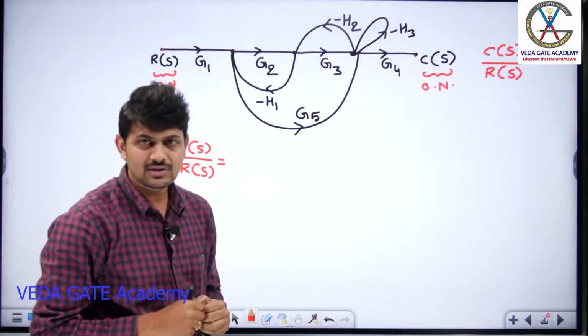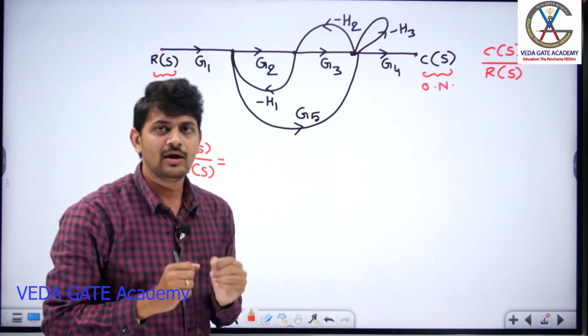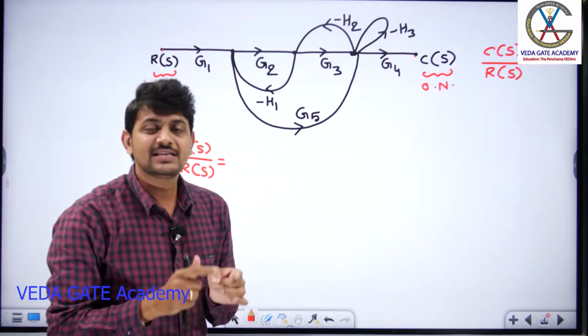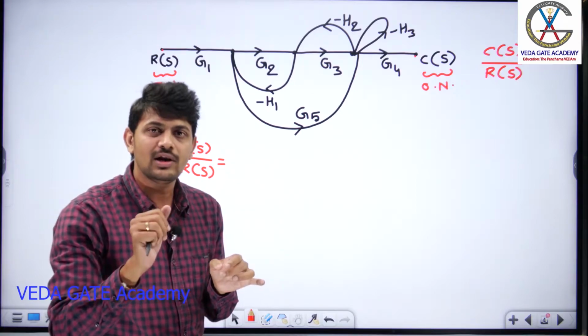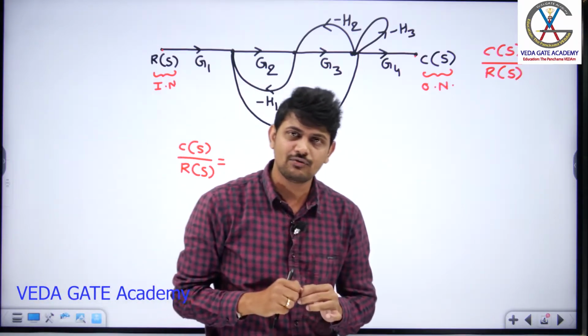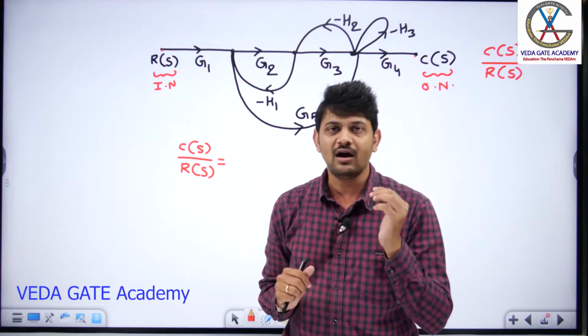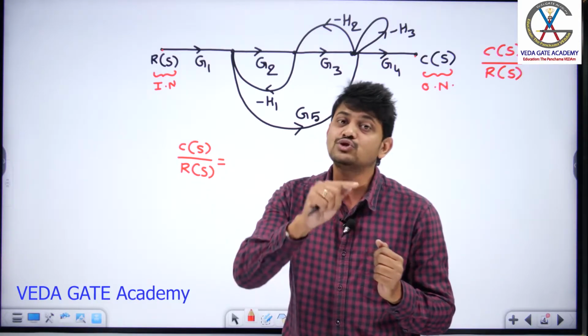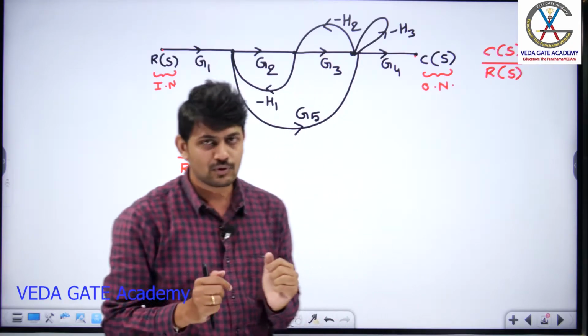By the way, what is the definition of forward path? The definition of forward path is, it is a path from input node to output node such that all the nodes you have to touch only once. Again, I am repeating the definition of forward path. It is a path from input node to output node such that all the nodes are touched only once, and there should be unidirectional flow of signal from input to output.